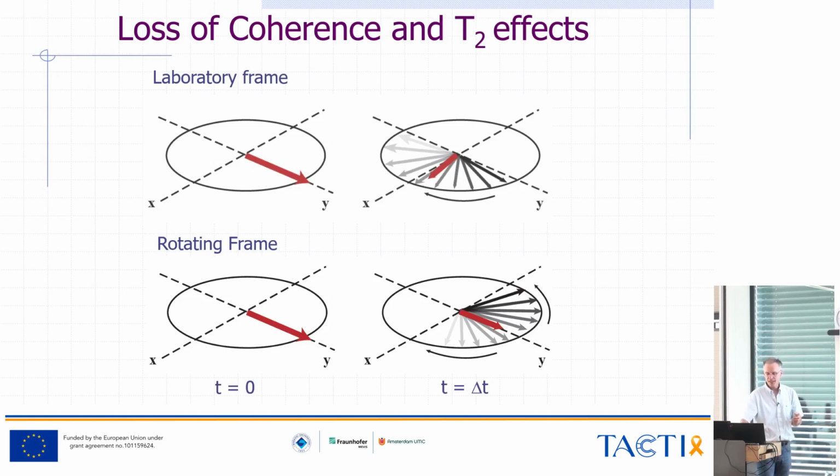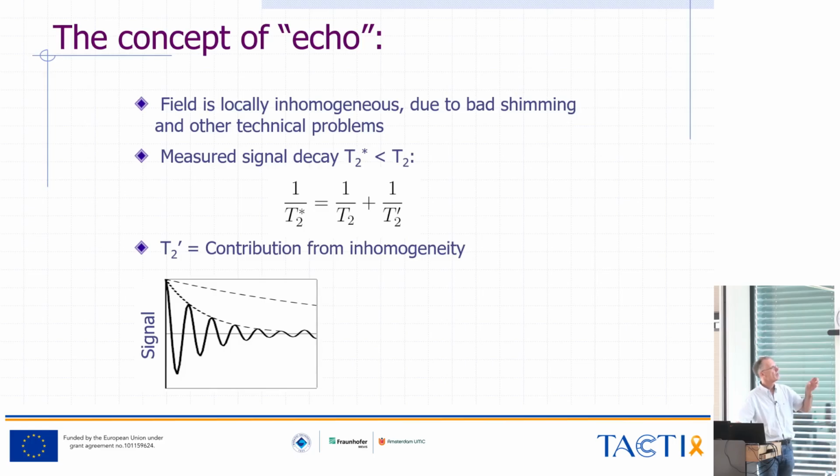And that's actually a term which is mathematically described by an additional parameter, which is called T2 prime, which is exactly this effect from those field inhomogeneities.